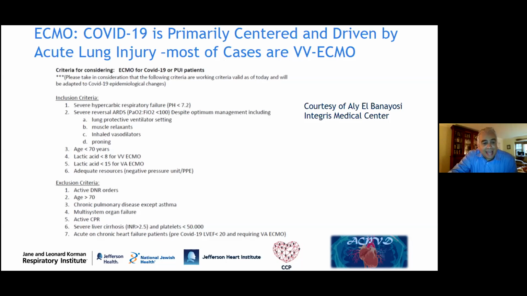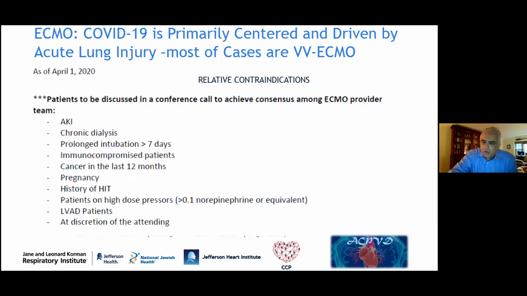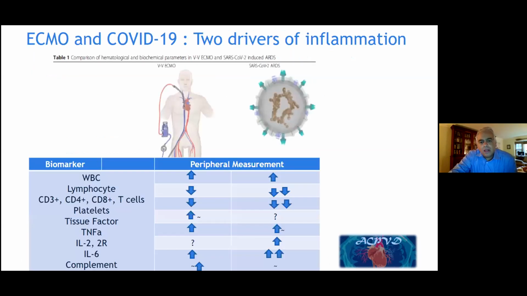Exclusion criteria obviously had an active DNR order. If you had chronic pulmonary disease that was significant enough, especially to require oxygen, multi-system organ failure, especially liver disease. And importantly, if you had acute kidney injury, this was just a relative contraindication. It's important to understand that with COVID, a lot of patients went into acute kidney injury, and in a large proportion of cases the kidney injury would be recovered if the patient was able to be supported appropriately.